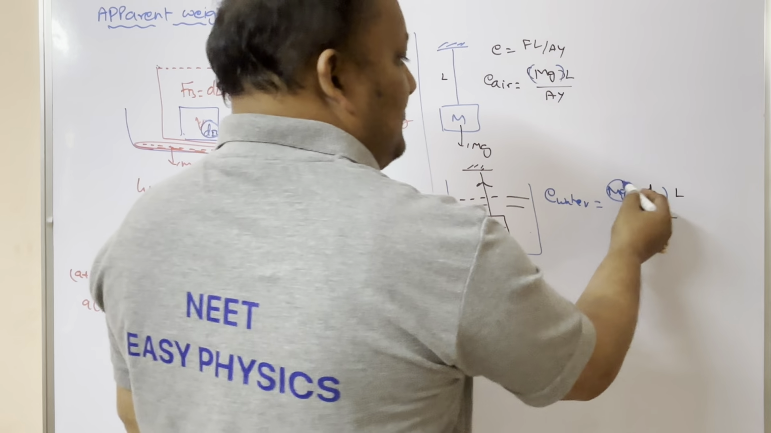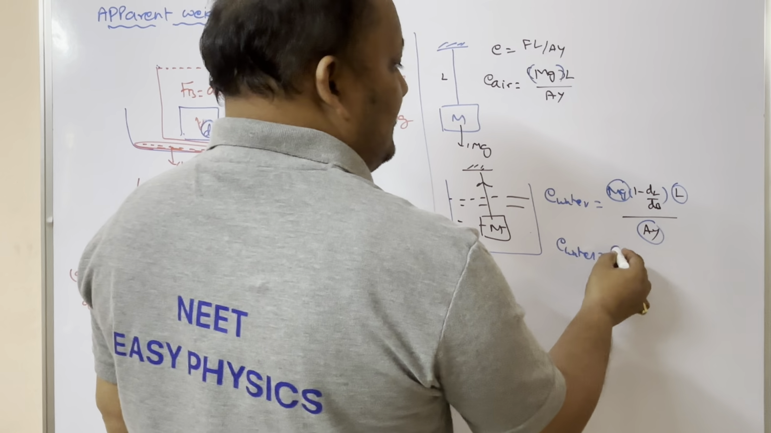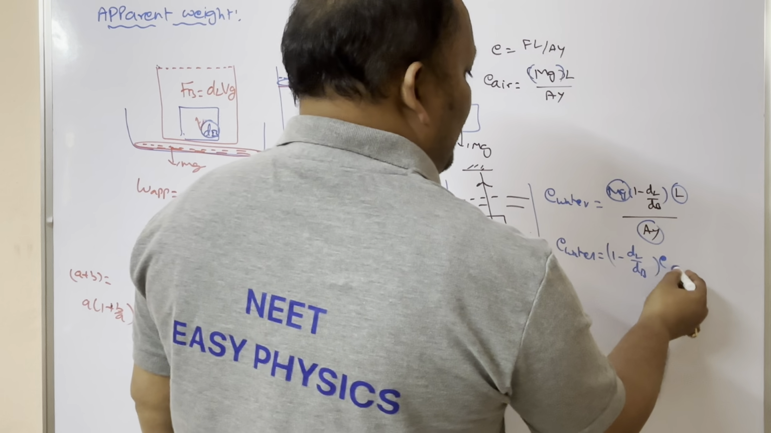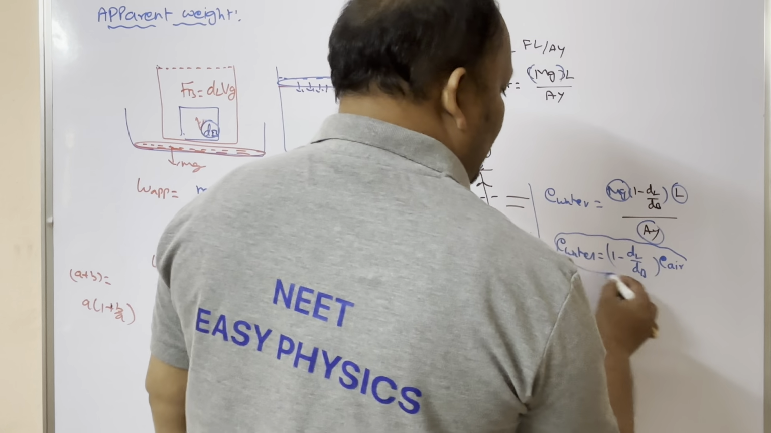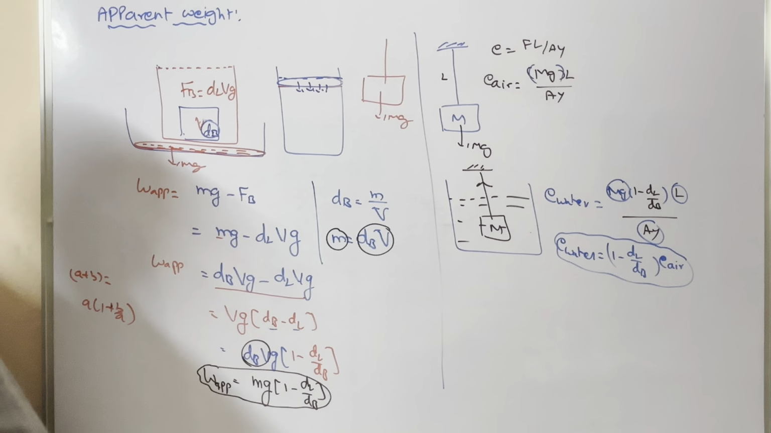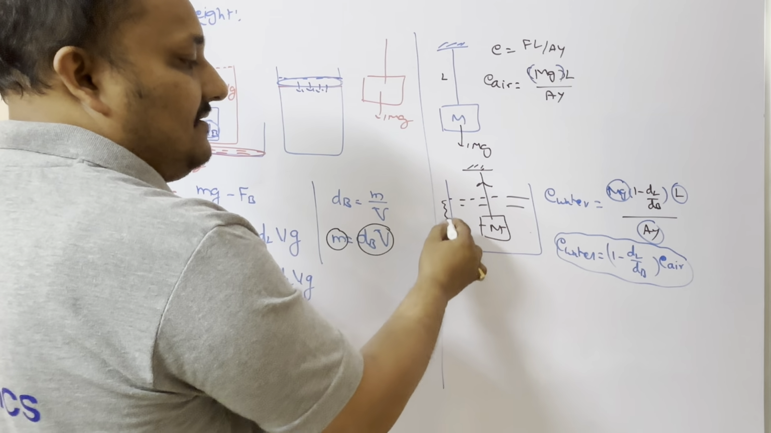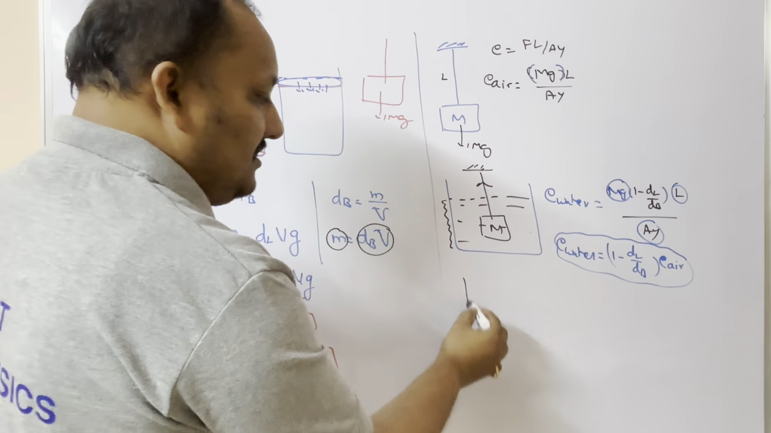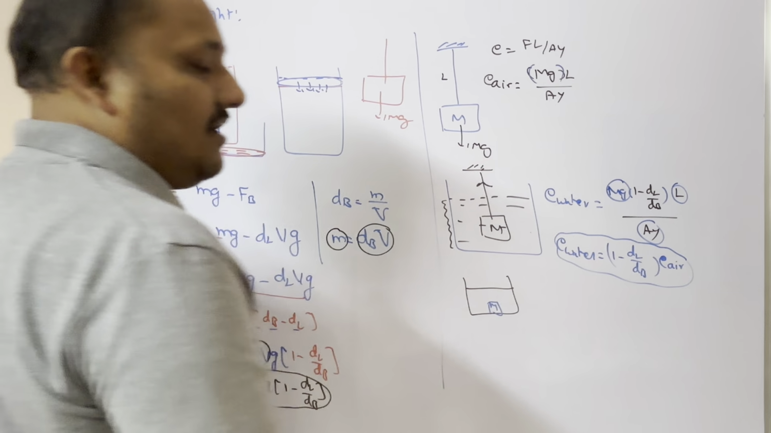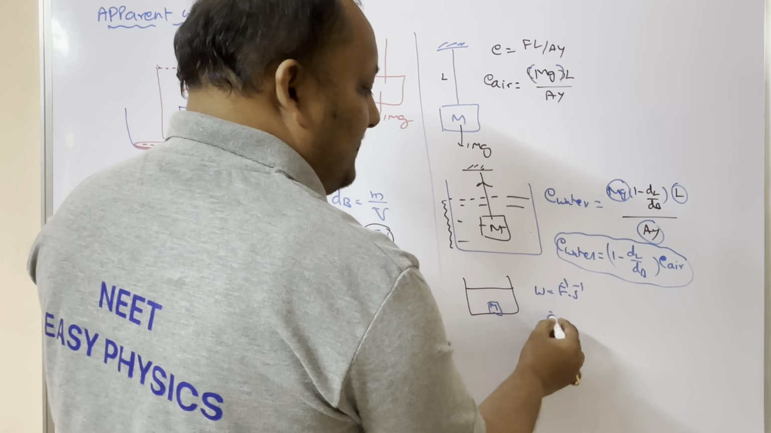So in place of mgl by AY, what we can write? Elongation in water is equal to 1 minus dl by dB into elongation in air. So one formula, it is giving how many equations you will see. Next, if you want to pull this object outside of this liquid surface, how much work you have to do. So work formula, force into displacement.